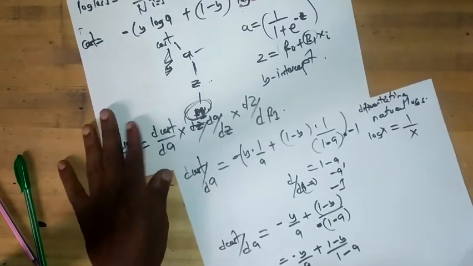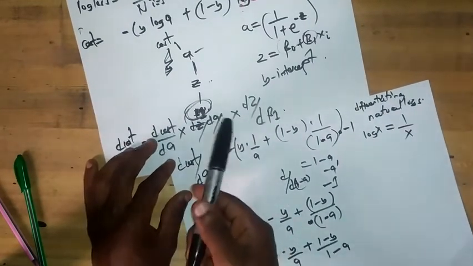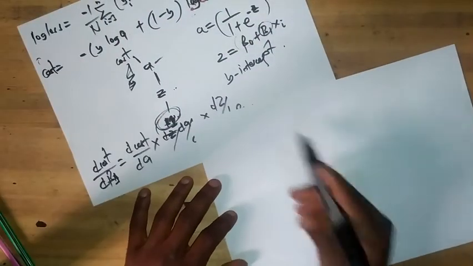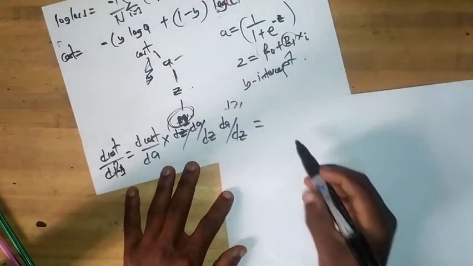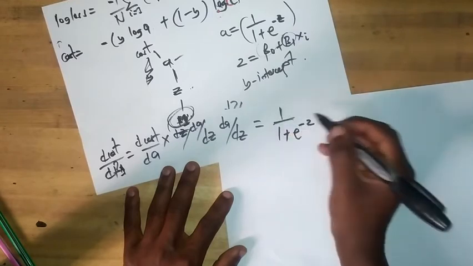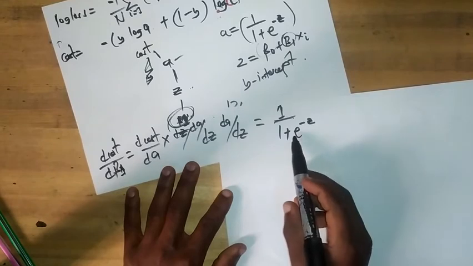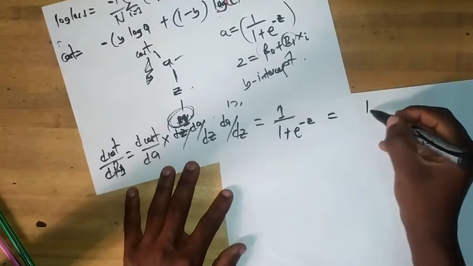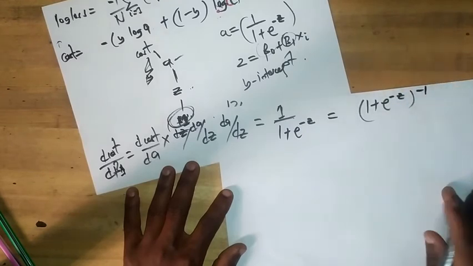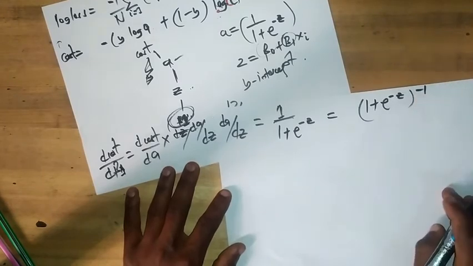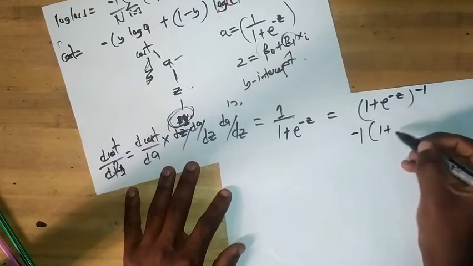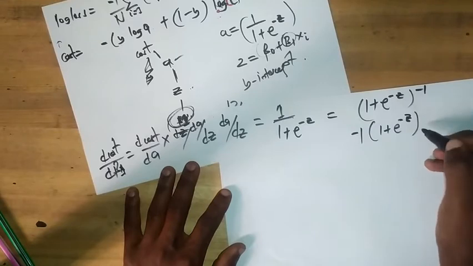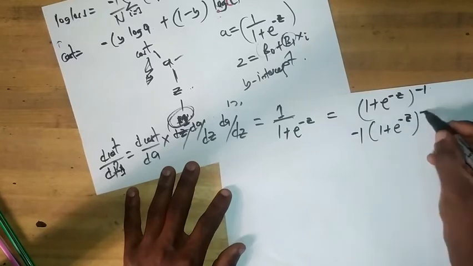Okay, so this is the derivative of cost with respect to a. Now let us find the derivative of a with respect to z. We go to what our a is. Our a is this function, 1 over 1 plus e to the minus z. We know that this is the same as writing 1 plus e to the minus z, raised to the power minus 1, the inverse in other words. So we start differentiating this. Minus 1 will come to the front. It becomes minus 1 times 1 plus e to the minus z. If we subtract 1 from negative 1, it will become negative 2.